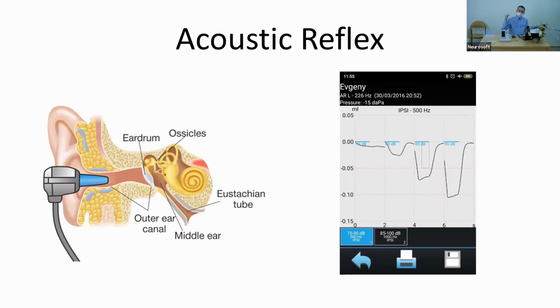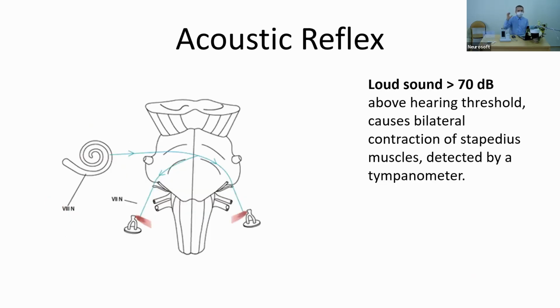Usually this test is done in sequence, so the stimulus gets gradually louder and louder in order to find the acoustic reflex threshold, because this reflex occurs only with quite loud stimulation, higher than about 70 dB above hearing threshold. This loud stimulus causes bilateral contraction of the stapedius muscles, which are the smallest muscles in the human body. This change is reflected in the change of admittance, so we see it on the acoustic reflex chart.